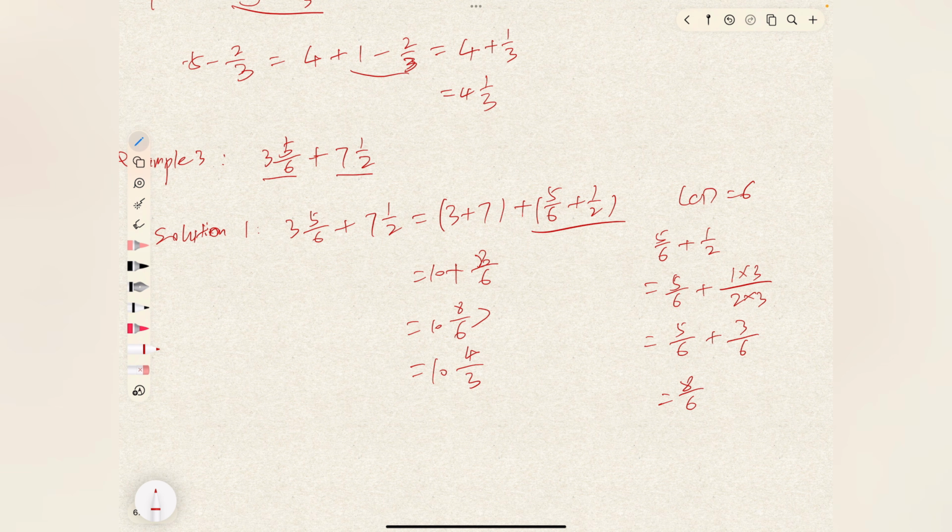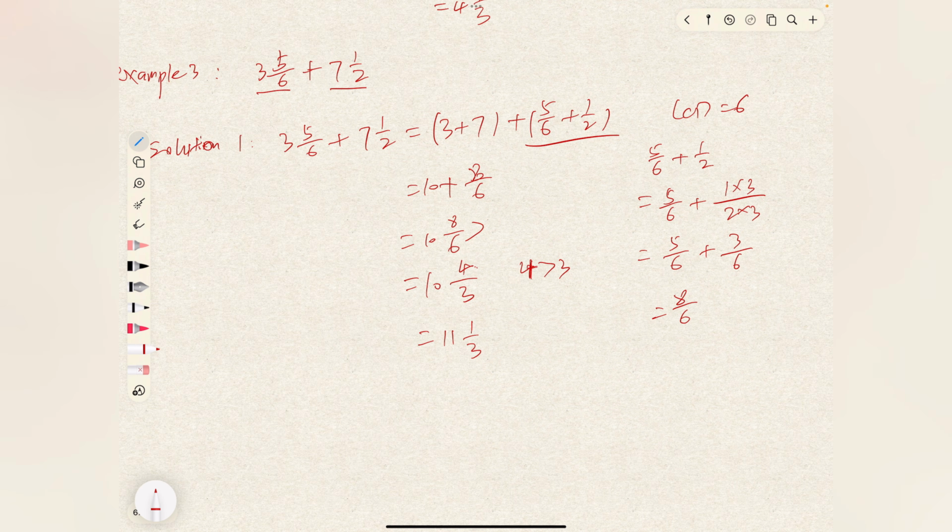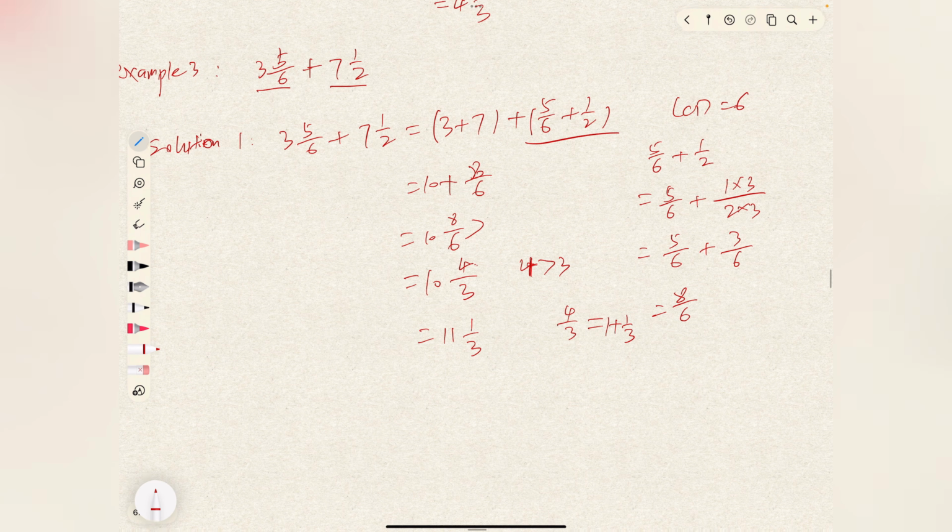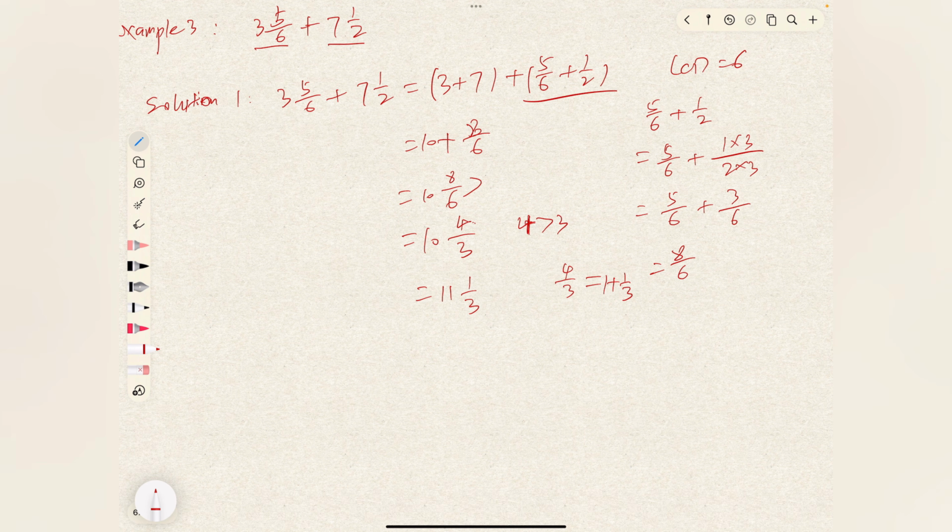And then, since the 4 is greater than 3, we can get another 1, so that will be 11 1/3. Because 4/3 is 1 plus 1/3. So the total will be 10 plus 1 plus 1/3. It's 11 1/3.